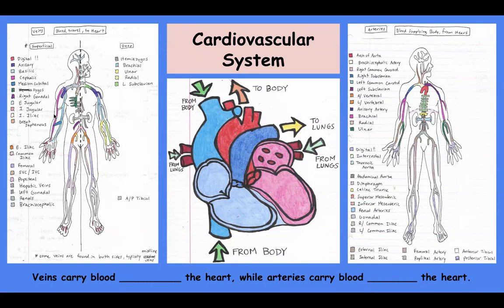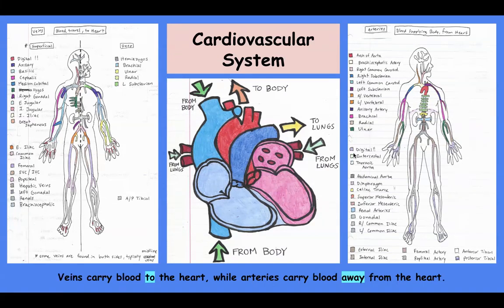All right, so I'm seeing in the chat that veins carry blood to the heart, while arteries carry blood from the heart. So let's check the next slide. And that is absolutely correct. So when we think about the, I guess we'll explain it on the next slide, but yes, great job, everybody. Veins carry blood to the heart, arteries carry blood away from the heart.